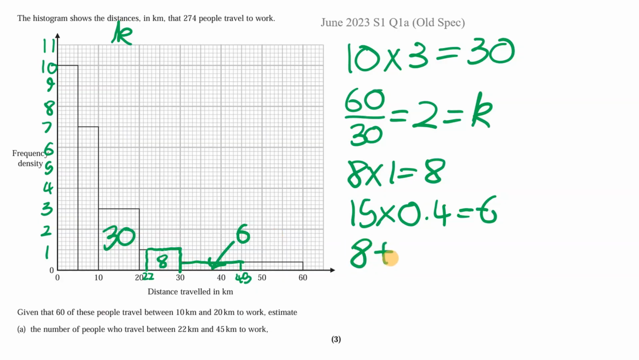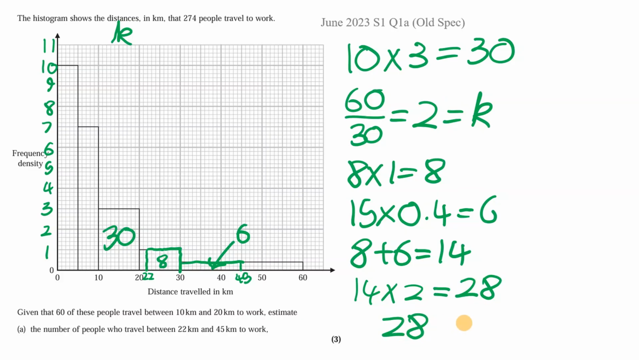So 8 plus 6 is equal to 14. So this is the total area of this region. So therefore we need to multiply this by the scaling factor. So 14 times 2 is equal to 28. So there are 28 people is our estimate for the number of people who travel between 22 kilometers and 45 kilometers to work.